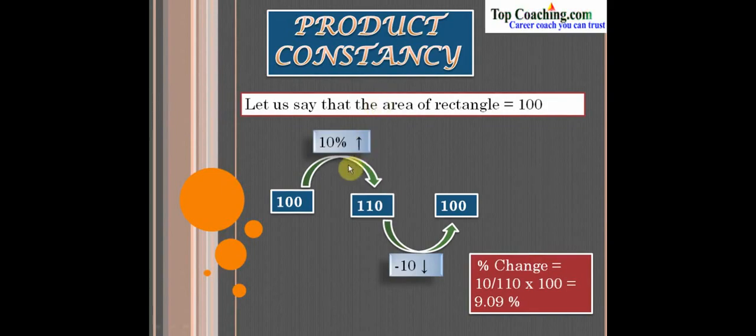Once again, what we have done is, first we have increased the area by 10% because the length increases by 10%. So that would be equal to 110. Now to again get back the value of 100, we have to reduce this value by 10. When we look at the percentage change that happened, that would be equal to 10 divided by 110 because this becomes the base now. We are reducing 10 from this number 110, not 100. And so the percentage change would be 10 divided by 110 into 100, which is equal to 9.09%. This is how the product remains constant.